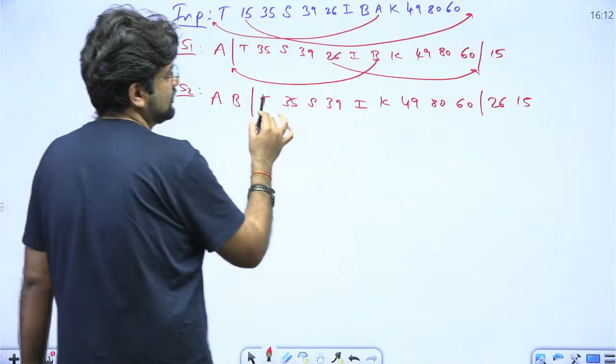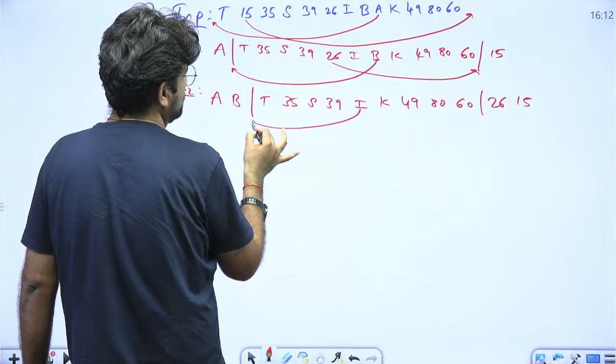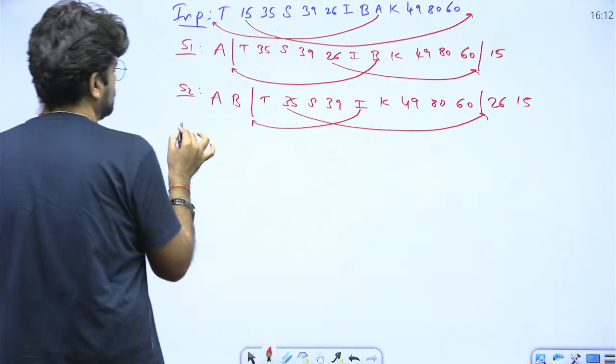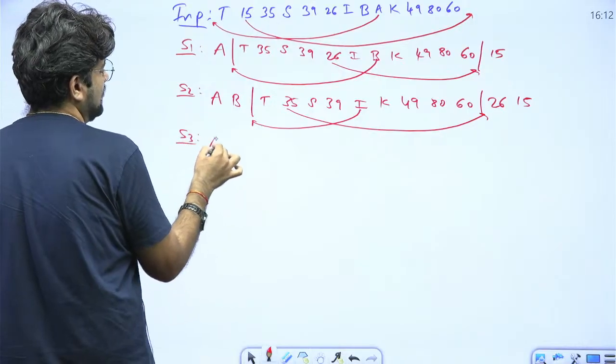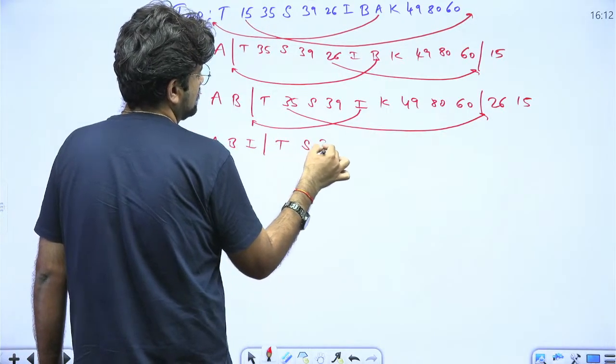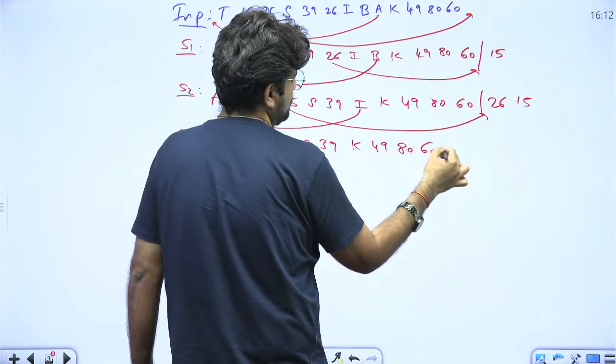Next letter is what? Next is, I think, I. So I will come here. Next number is 35. 35 will go here. So step 3: A, B, I, pushback T, S, 39, K, 49, 80, 60.